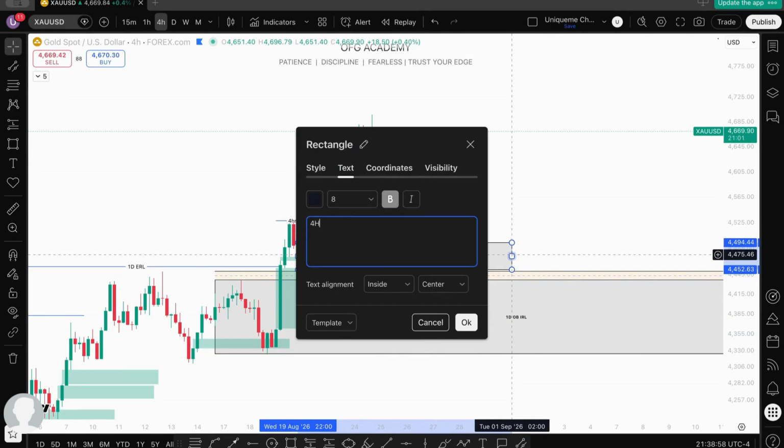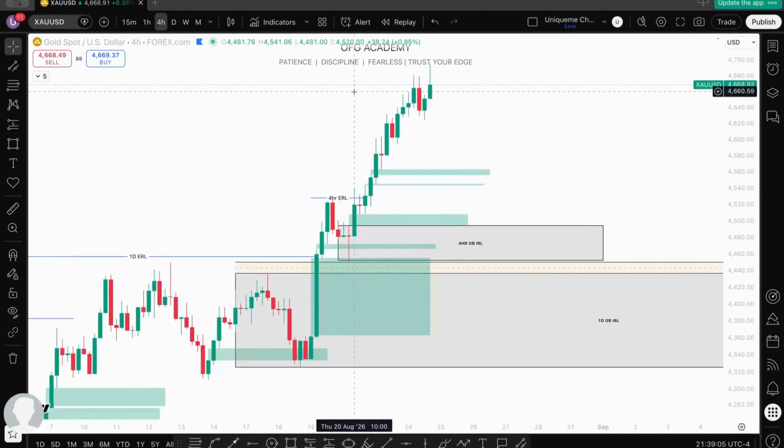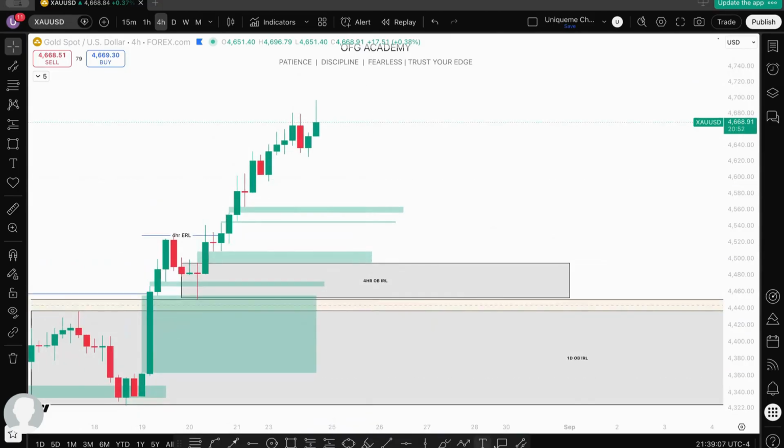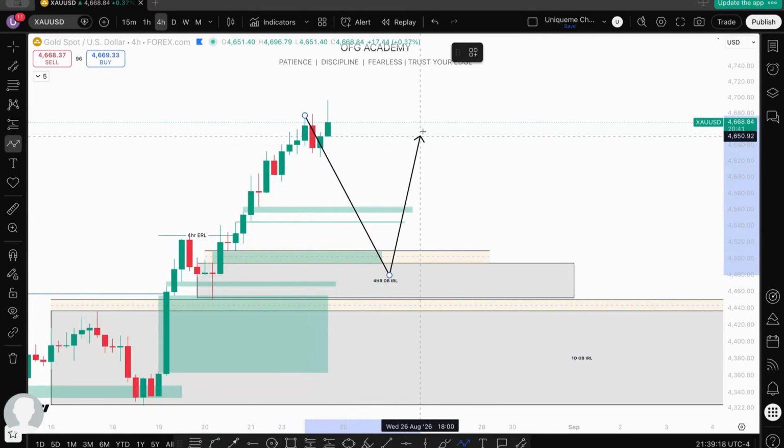4 hours order block, OBIRL. You can see it yourself, right? There's a 4 hours order block, and I have a fair value gap here below, in case price wants to come to the 4 hours time frame and push up, in case price wants to do something like this and come down and push up.